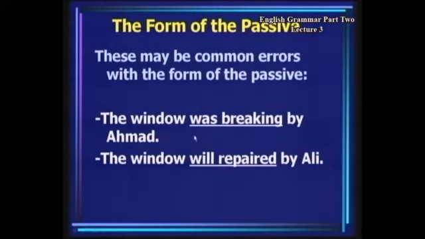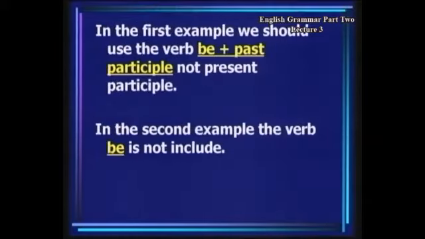Now, we agreed that there must be verb to be. Was is verb to be, but will is not verb to be. Will be is verb to be in the future tense. So it should be the window will be repaired by Ali. Now, in the first example, we should use the verb be plus past participle, not present participle. I cannot say the window was breaking. No. The window was broken. Was breaking is active, not passive. What makes the passive is the verb to be and the past participle together.